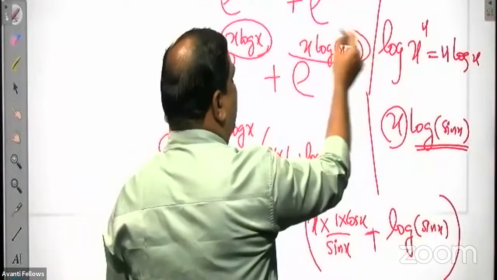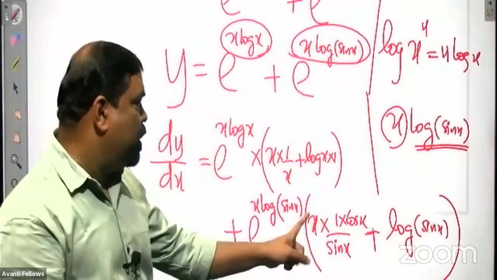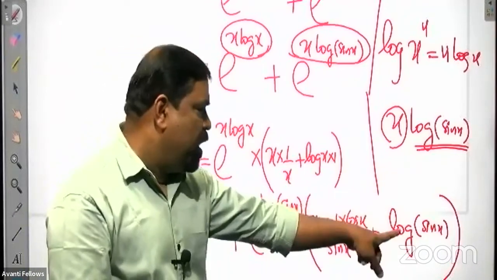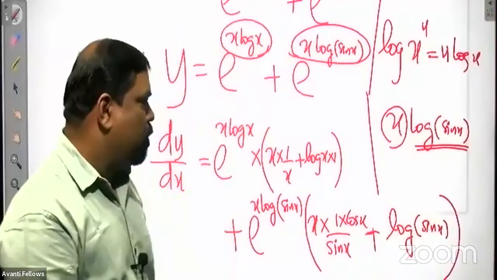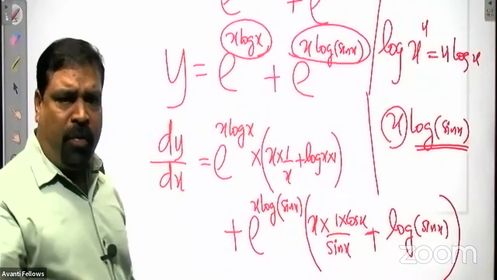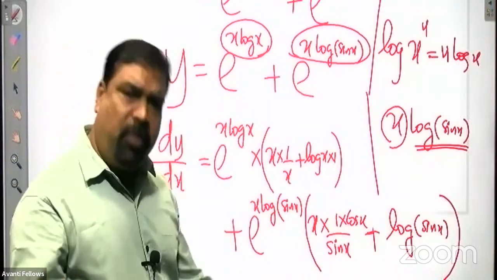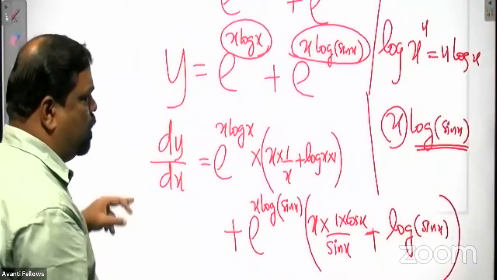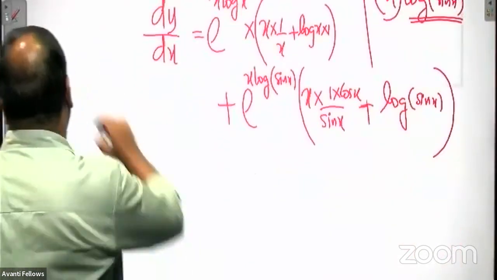The derivative of x log sin x again means the product rule: x into 1 by sin x into cos x plus log sin x into 1. So the differentiation is over. Now you just have to write the answer in a more simplified way.